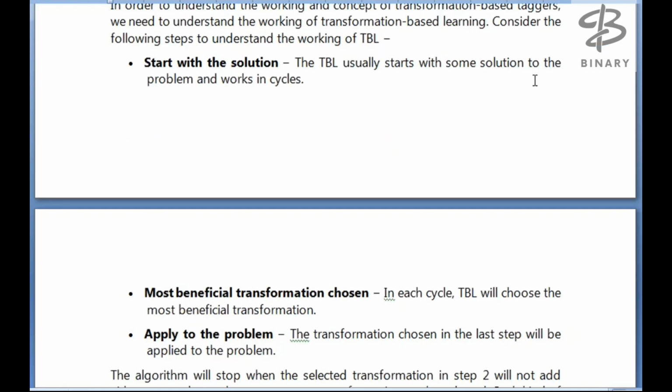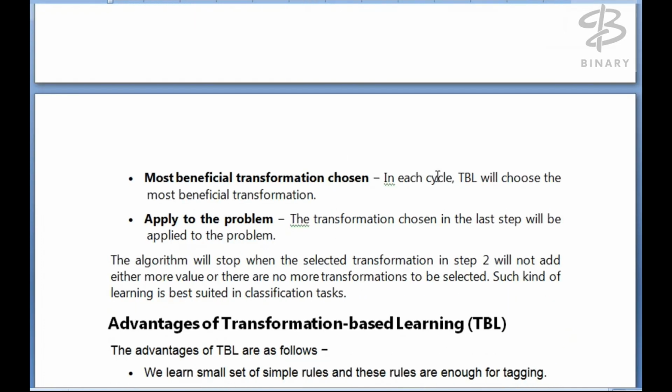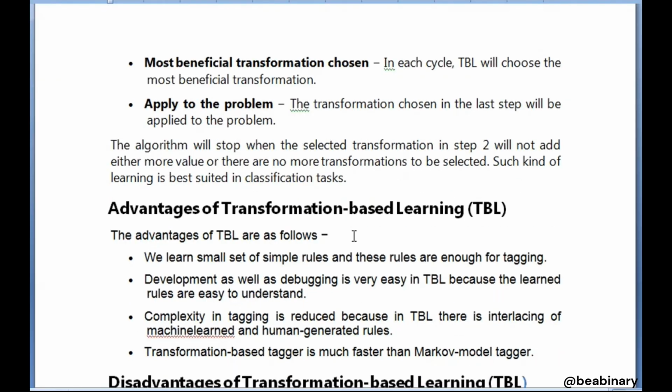As it says, we have to start with a solution and work in a cycle. In each cycle, TBL will choose the most beneficial transformation, meaning which one I have to transform, and then apply it to the problem. So whatever the problem we have, we use it accordingly. The transformation is chosen in the last step until we sort out the problem.